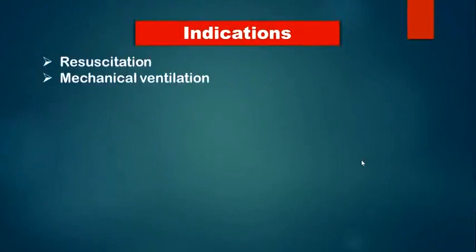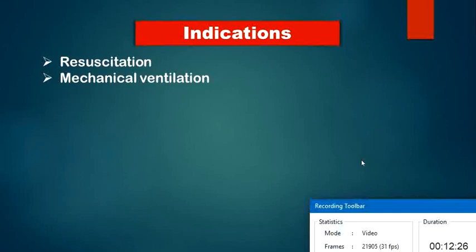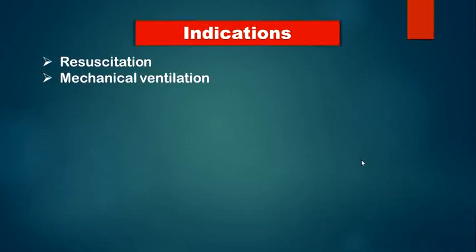Now, what are the indications of using the ambu bag? Firstly, it is for resuscitation, because we call it the manual resuscitator. We use it for mechanical ventilation. When a patient is put on mechanical ventilation, firstly, after intubation, they use the ambu bag until the patient is fit to be connected to the ventilator. So this is used in these situations.